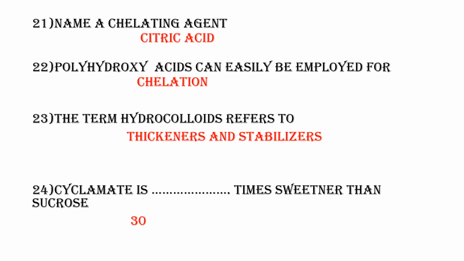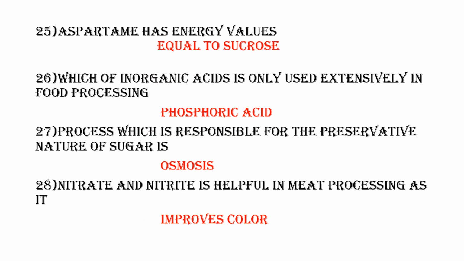24th question. Cyclamate is dash times sweeter than sucrose. So, cyclamate is 30 times sweeter than sucrose. 25th question. Aspartame has energy values. So, aspartame has energy values equal to sucrose. 26th question. Which inorganic acid is used extensively in food processing? So, phosphoric acid is the inorganic acid used extensively in food processing.